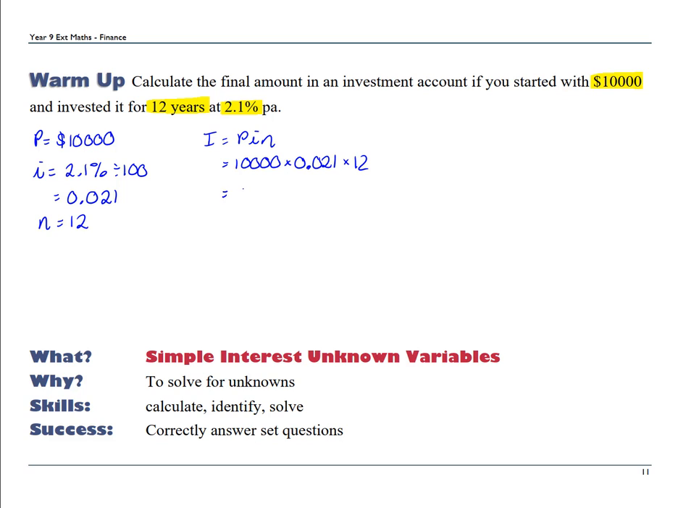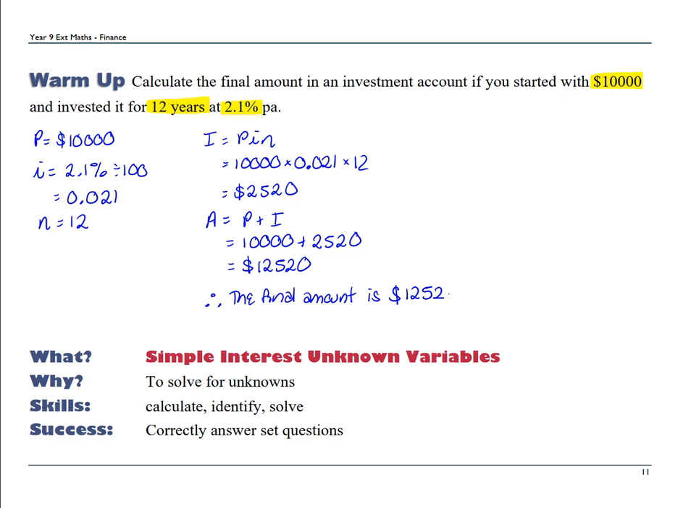And we get 2,520. So therefore our final amount is our principal plus our interest, which is 10,000 plus that 2,520. So that is $12,520, and finish with the therefore statement. Therefore, the final amount is $12,520.